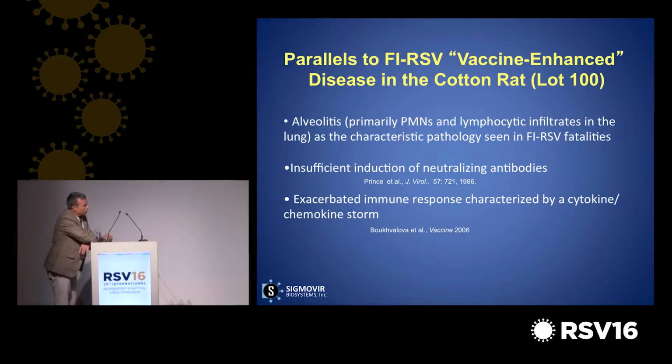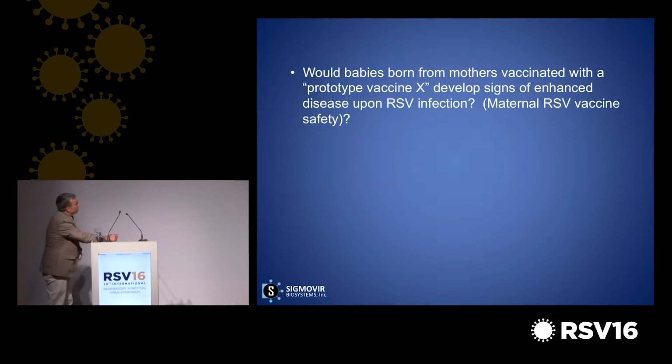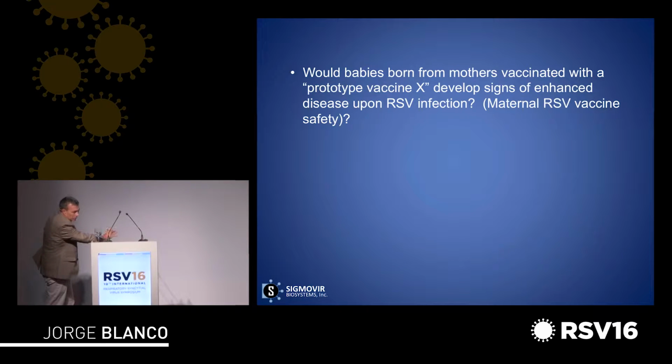So in terms of defining components of vaccine enhancement that can be used, we decided to go forward with models that will mostly reflect the landscape of vaccines that are now being developed. This is the case of, for example, maternal immunization. We start asking questions about whether babies born from mothers vaccinated with prototype vaccine X could develop signs of enhanced disease upon RSV infection. Basically, if you vaccinate the mother with a vaccine that is bad, can you transfer bad immunity to the babies? These are questions that we are trying to ask in the model now.